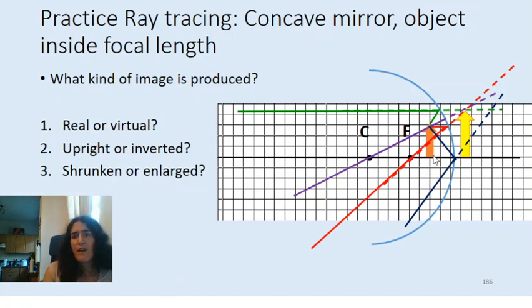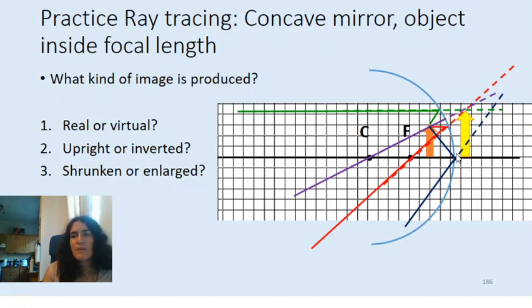Here the blue beam is the one that's bouncing off of the center. The red beam is going parallel and then bouncing back through the focal point. The green beam is coming out away from the focal point and comes out parallel. And then this purple beam looks like it came from the center, and it's just bouncing directly back. So do you see how none of these beams would ever intersect?